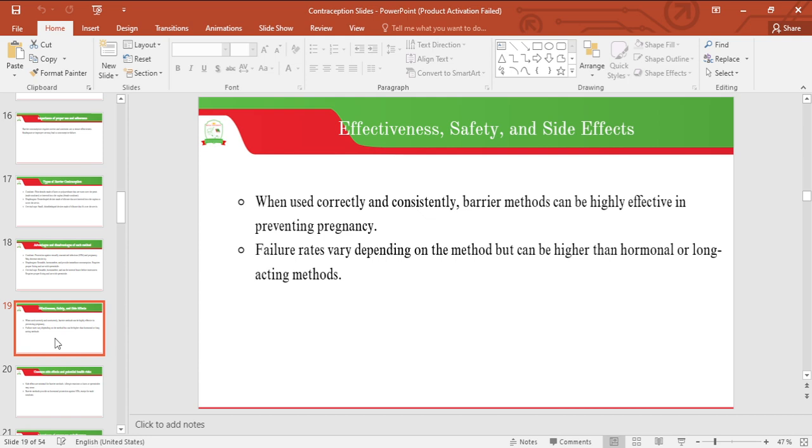Let's look at the effectiveness, safety, and side effects. When used correctly and consistently, barrier methods are highly effective in preventing pregnancy. But if not used correctly, then the client will not be protected from what? Failure rates vary depending on the method, but can be higher than hormonal or long-acting methods.